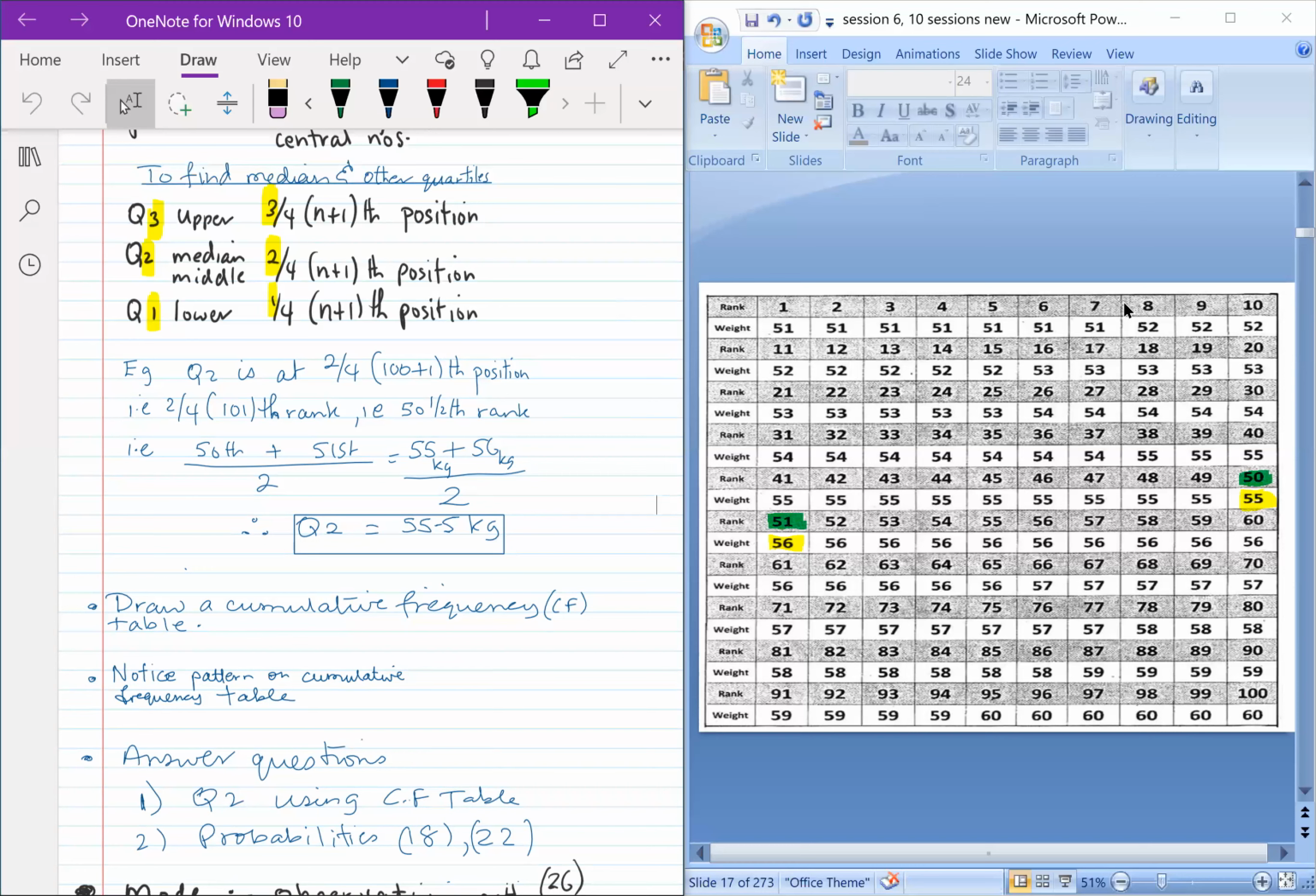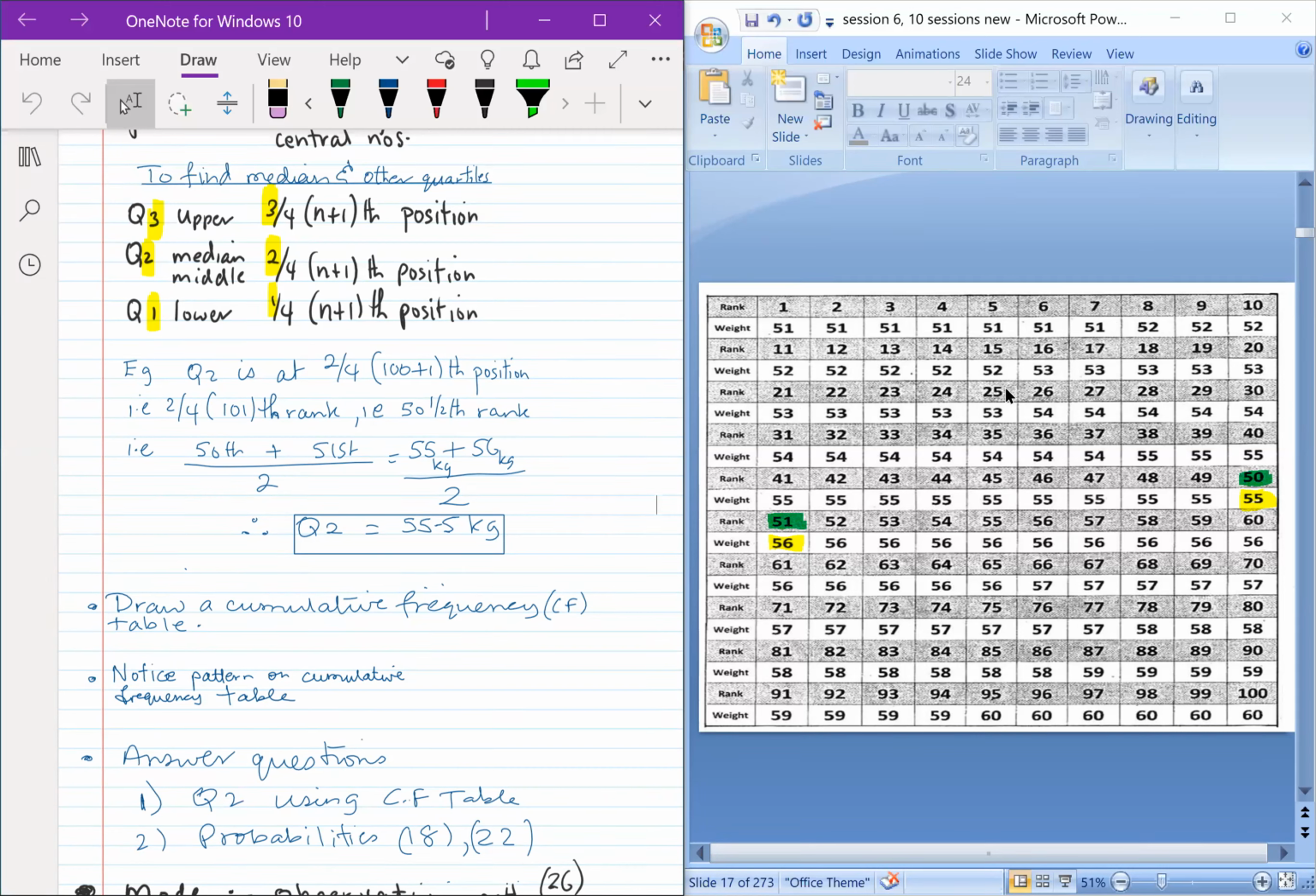That means they would occupy position number, not 7, because the first 7 was 51. They would occupy from position 8, 9, 10, 11, 12, 13, 14, 15. Up to position 15, they would occupy. And then the next set of weights, which is 53, we write on all of those, and they would occupy all the way up to position number 25.